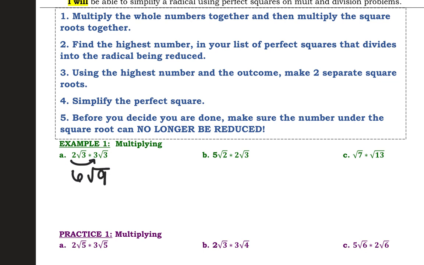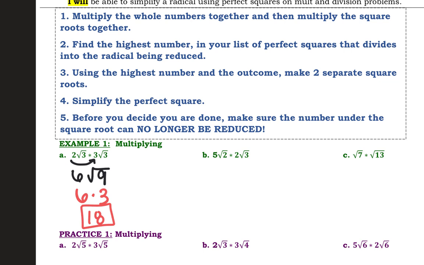It says, find the highest number in the list of perfect squares, then divide it into the radical being reduced. So normally what we would do is try to figure out how to break down the 9. But 9 is a perfect square. So what's the square root of 9 then? Just 3. So this just becomes 6 times 3, which then becomes 18 as your final answer. So multiply the whole numbers, and then we multiply the square roots.